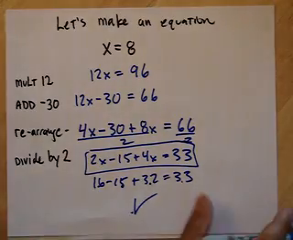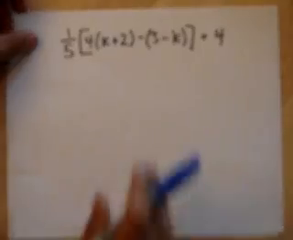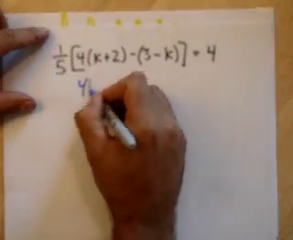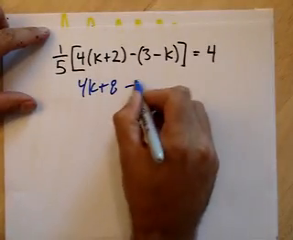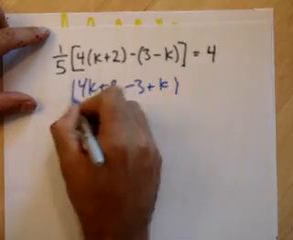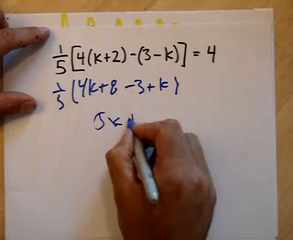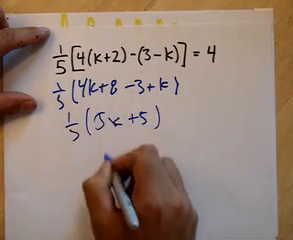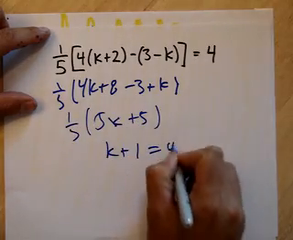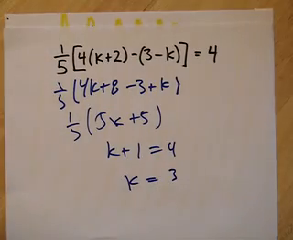Now I'm going to bomb through this next one as fast as I can because I only have like 30 seconds left. Let's see. Ready? 4k plus 8 minus 3 plus k. All 1/5. 4k and k is 5k. Plus 5. 1/5 of 5k is k plus 1 equals 4. K must equal 3. All right, that's as fast as I could go.